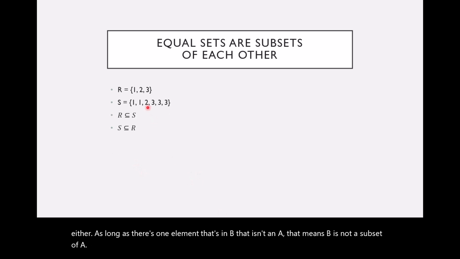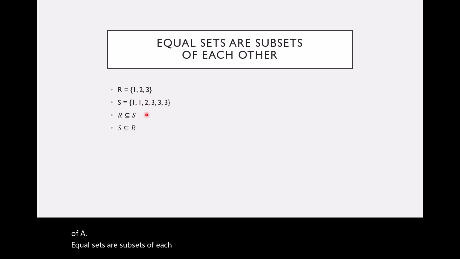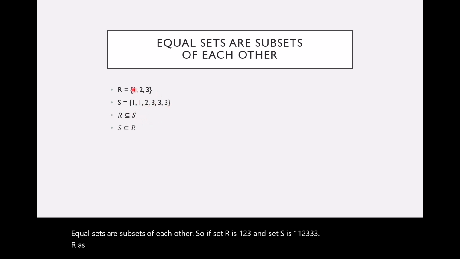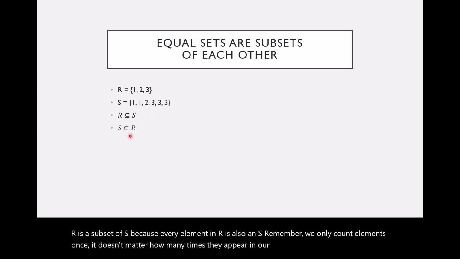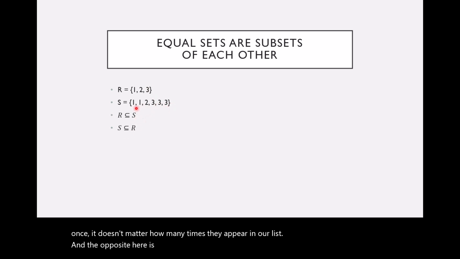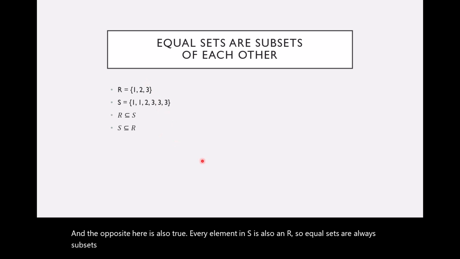Equal sets are subsets of each other. So if set R is 1, 2, 3, and set S is 1, 1, 2, 3, 3, 3, R is a subset of S because every element in R is also in S. Remember, we only count elements once. It doesn't matter how many times they appear in our list. And the opposite here is also true. Every element in S is also in R. So equal sets are always subsets of each other. That's one way, in fact, that mathematicians actually define what equality means.